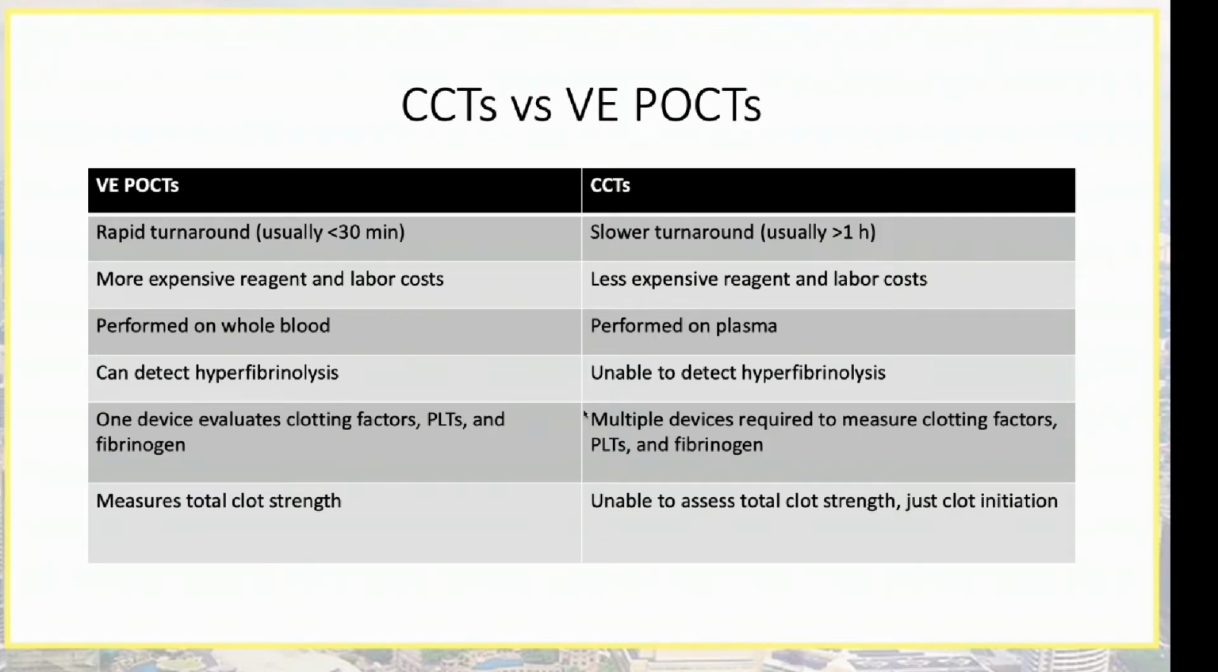Viscoelastic is more expensive compared to conventional, and the viscoelastic test is a qualitative test we perform on the whole blood, compared to conventional where we actually perform on the plasma. It is more towards a quantitative test. We can detect hyperfibrinolysis in the viscoelastic, and in the conventional we can't really know this condition. And one device can evaluate all the factors, platelet and fibrinogen, compared to the conventional where we need multiple devices to get the results. One of the most important things as well is the viscoelastic. We can actually measure the clot strength, whereas the conventional, we just measure the clot initiation only.